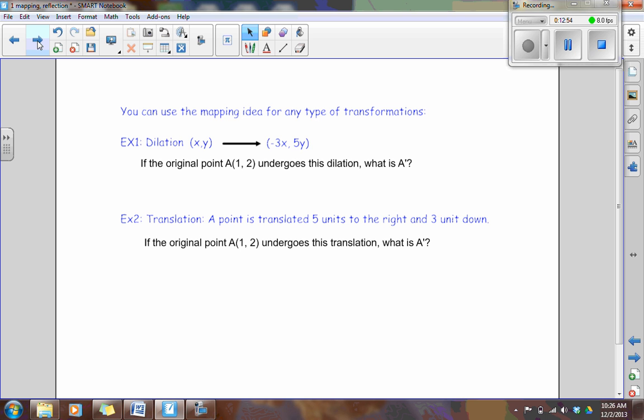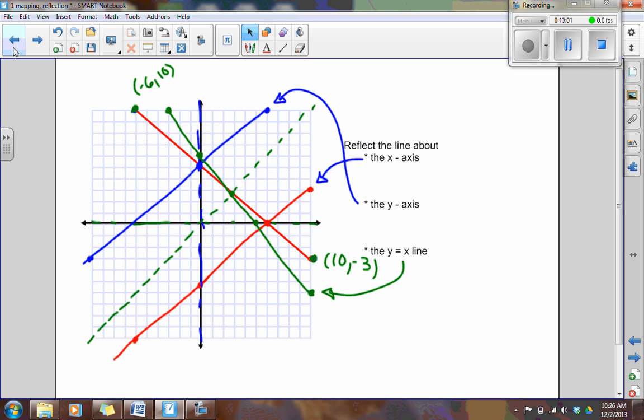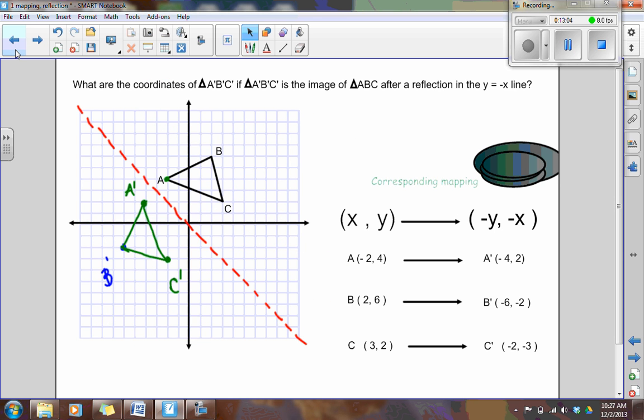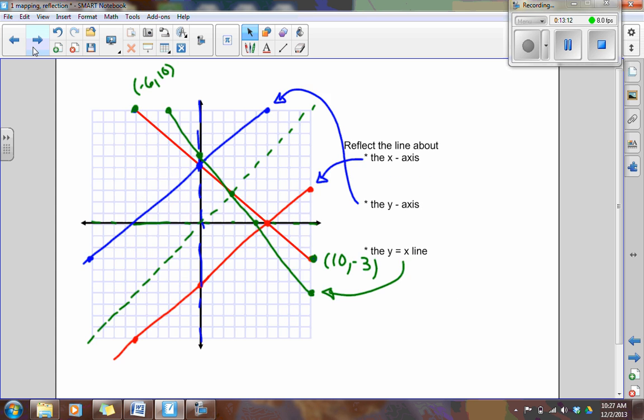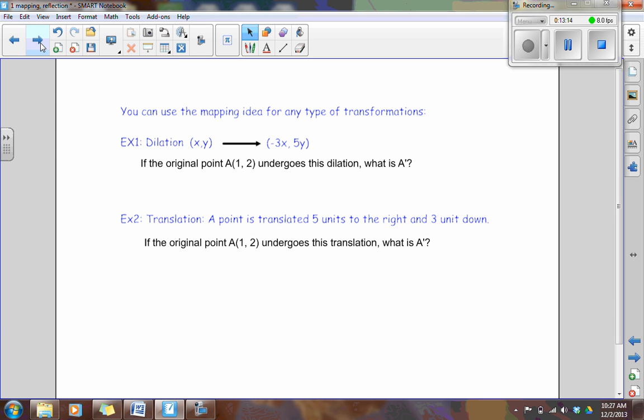Okay, we can also use mapping to denote dilation. Dilation is a type of transformation. Notice these have all been reflections, and now we're talking about a different type of transformation. Transformation just refers to change, and that's called dilation. So we can blow up the entire shape, make it larger, or make it smaller, or we can do that to a single point, also to a function.